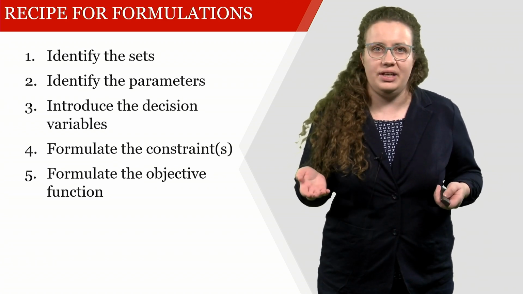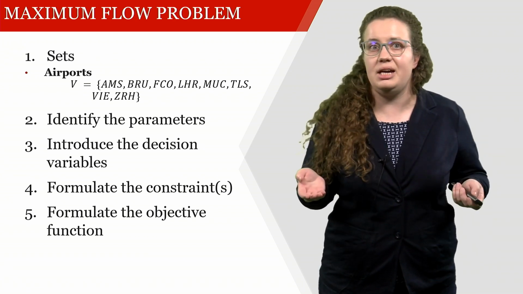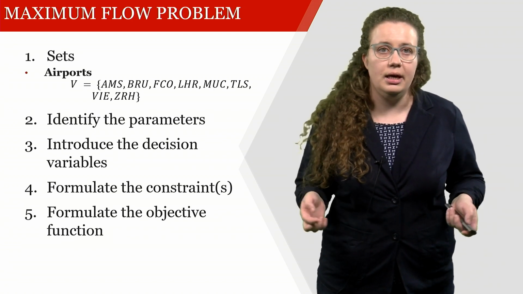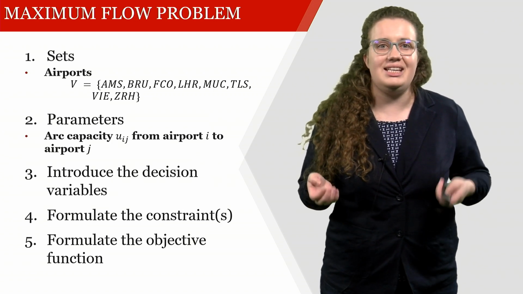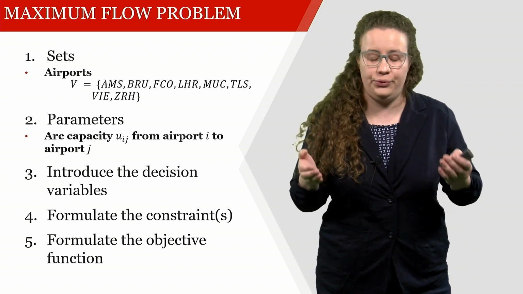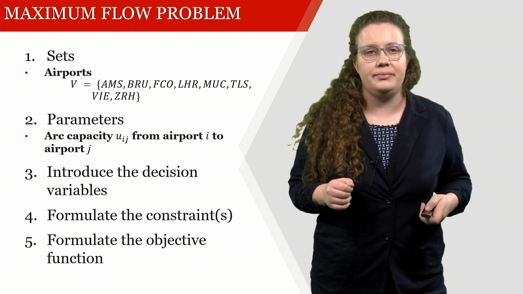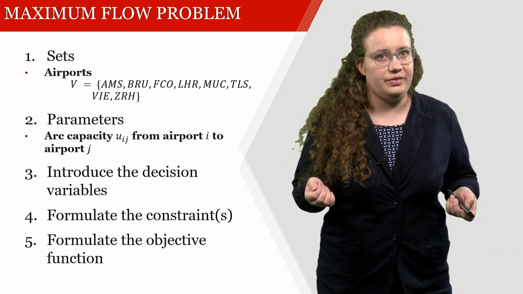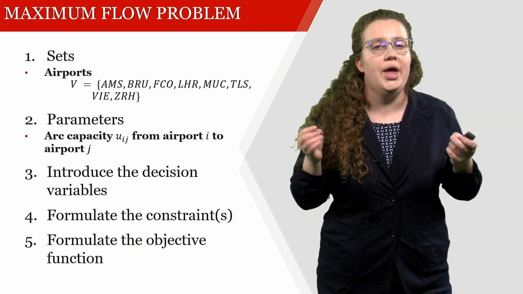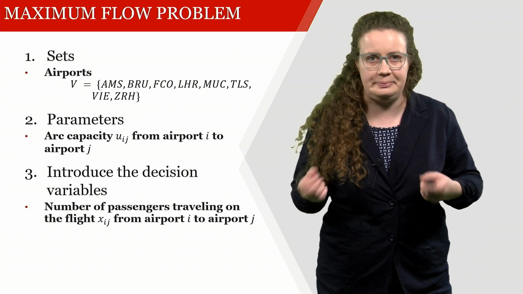So which sets do we have in this problem? Quite clearly, we somehow have to model the airports. So we have an airport set which we denote by V. Secondly, we have to identify the parameters. Quite clearly, the parameter that we're going to need is an arc capacity. We need to know how many people can travel, for instance, from Rome to Toulouse, and we obviously don't want to exceed that. Third, we want to introduce the decision variables. Which decision variable do we very clearly need? We need to know how many people are traveling on an arc, and we denote this by x_ij.